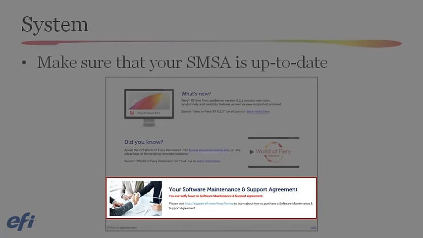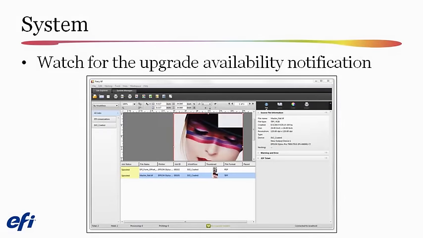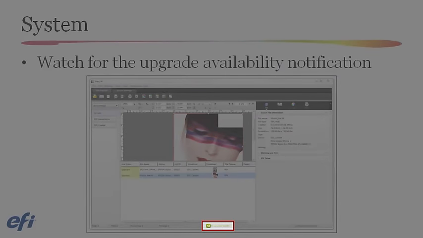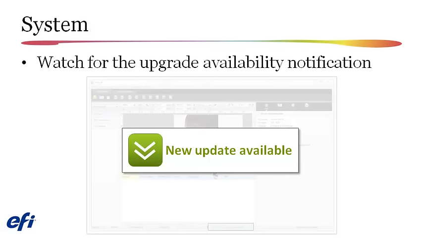Check on your client welcome screen and make sure that your software maintenance and support agreement is up to date. If you require help or information on upgrading, please contact your FireXF certified dealer or EFI representative. You will see a notification on the bottom of your FireXF client when your system is online, has internet access, and the update is available. When you see this notification, use the XF Control application to download the file and update your system. Each remote client will prompt you to apply the update the next time it is launched.